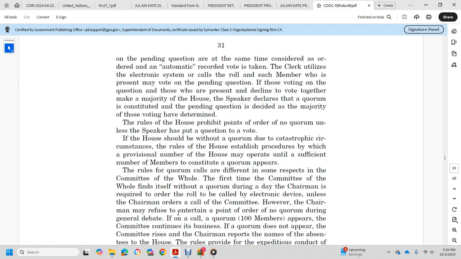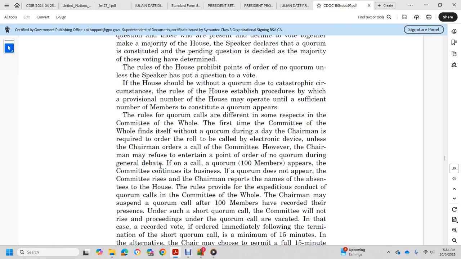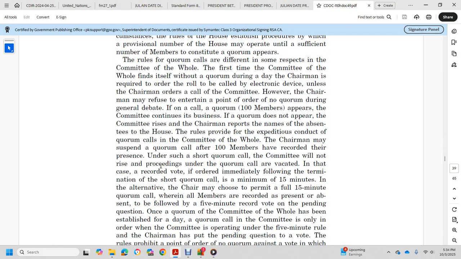The rule of the House establishes a provisional number of members so that the House may operate when sufficient members constitute a quorum. The rules on quorum calls differ, and if some of the aspects apply, the Committee of the Whole.